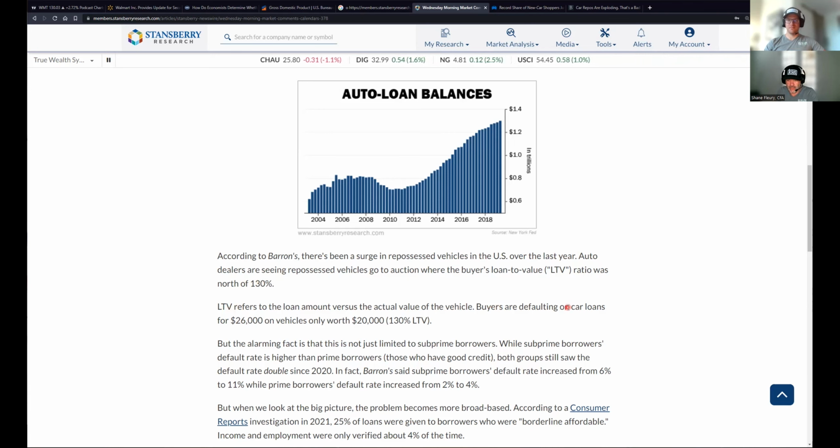So they put it in perspective. Buyers are defaulting on car loans. The loan's $26,000, but the vehicle is only worth $20,000, for example. That implies a 130% loan to value ratio. That's crazy.